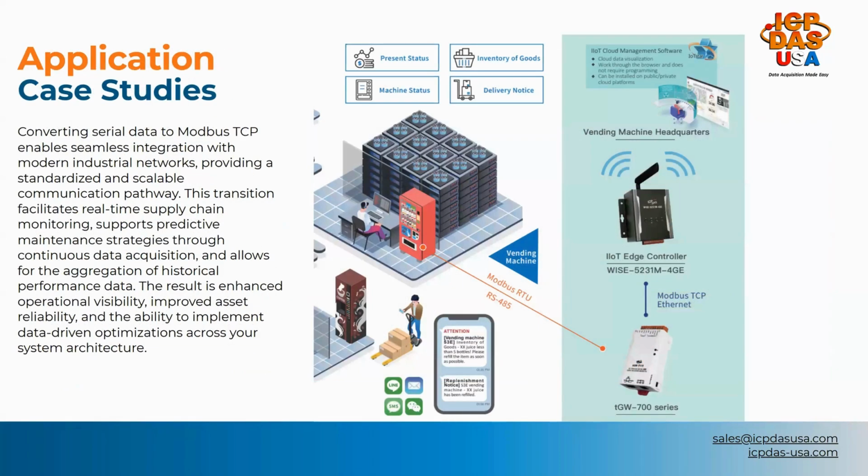Converting serial data to Modbus TCP makes it easier to connect legacy equipment with modern industrial networks using a standardized, scalable communication method. This upgrade enables real-time monitoring of supply chain activities, supports predictive maintenance by collecting continuous data, and allows for storing historical performance records. Together, these capabilities improve system visibility, increase equipment reliability, and make it easier to apply data-driven improvements across your operation.